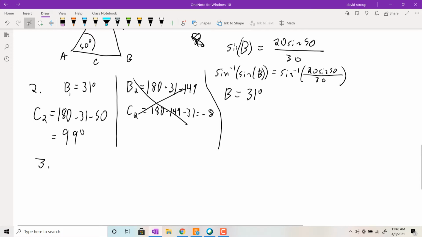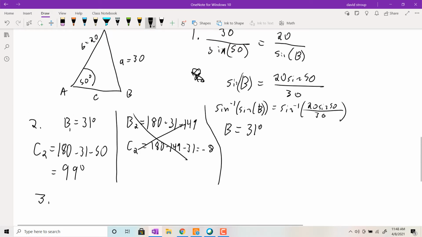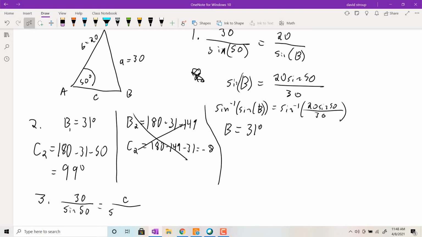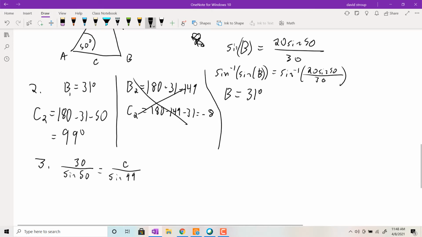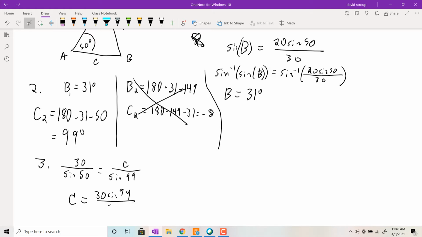So you can use the information you have: 30 all over sine 50 from the little a and big A values. And on the right side, put little c over sine of 99. Then multiply both sides by sine 99, and c will equal 30 sine 99 all over sine of 50. In that case, to one decimal, it's 38.7.